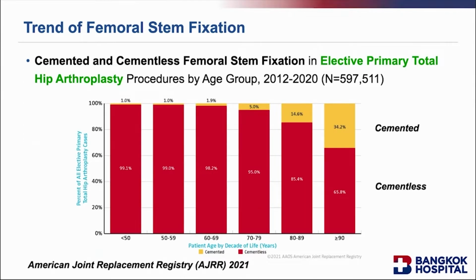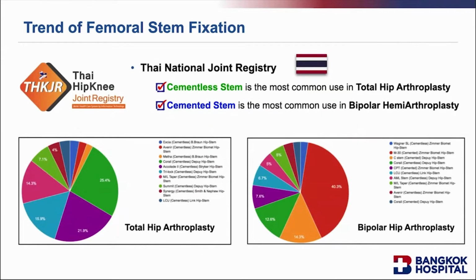The American Joint Registry shows that there is a trend to use the cemented stem in elderly people. In Thailand also, the cementless stem is the most commonly used in total hip arthroplasty, but the cemented stem is the most commonly used for bipolar hemiarthroplasty. So I think this is common in every country.